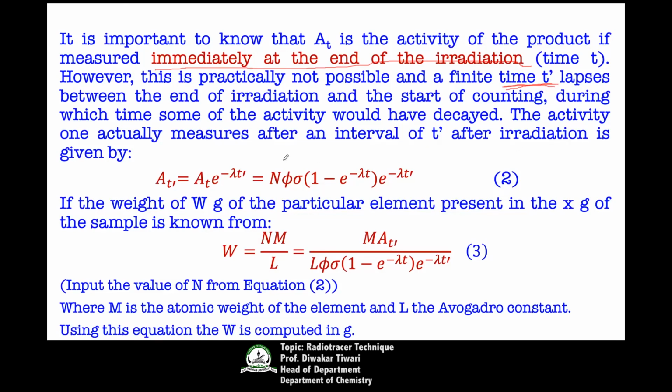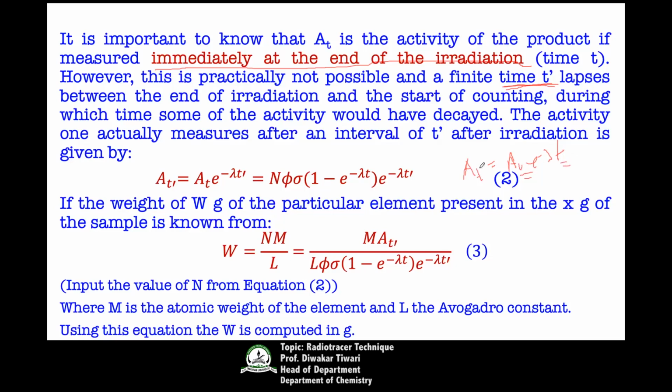Now the total radioactivity, based on the decay constant, you must be knowing this equation. The decay law says that A_t = A_0 e^(−λt), where A_t is the radioactivity after the time lapse, A_0 is the initial radioactivity, lambda is the decay constant, and t is the time of the lapse.